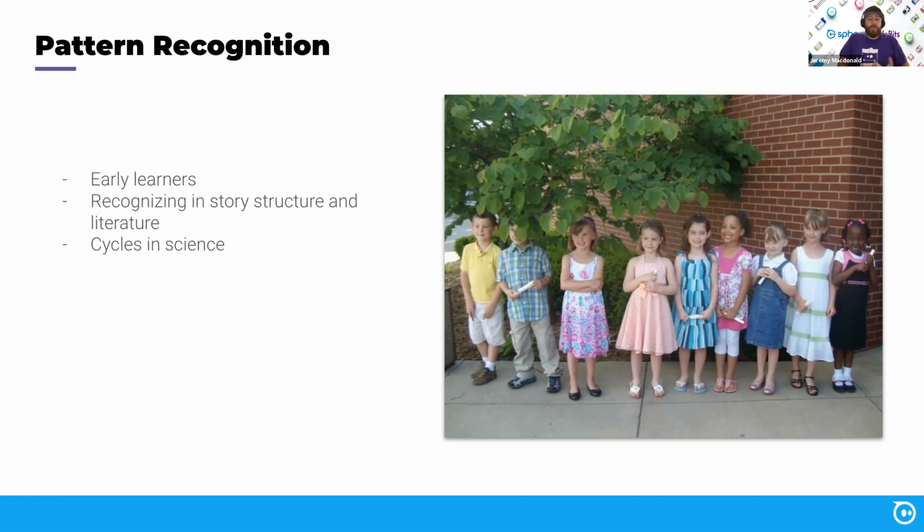As you work with your older students, helping them understand pattern recognition in literature is really important as well, because oftentimes authors will introduce a specific pattern where it's part of character development or the story arc, and being able to understand what that pattern of events or pattern of language used is implying about the story itself. And then cycles in science.